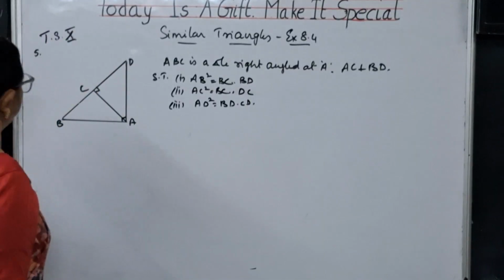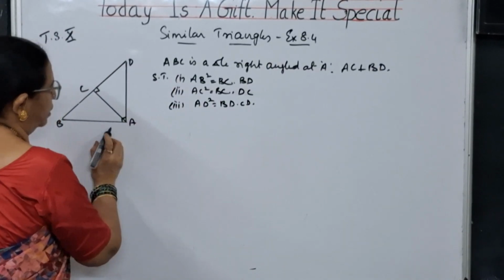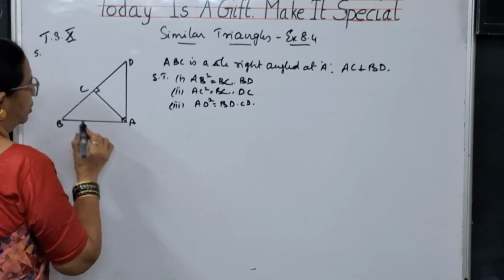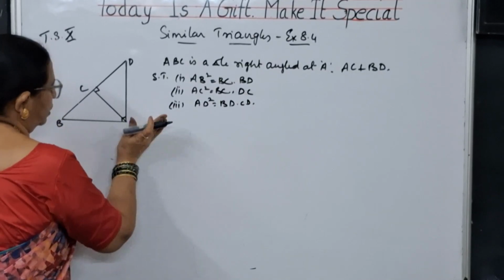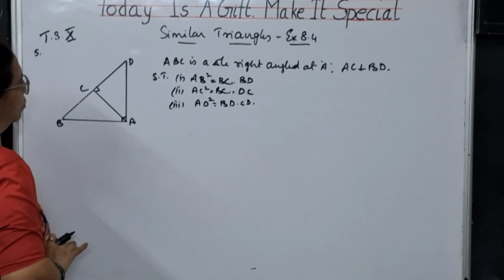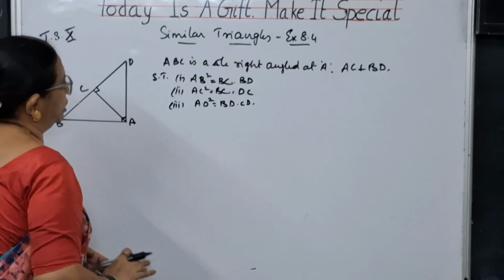Now, fifth sum, children. They are given a figure like this. ABC is a right angle triangle, right angle at A. AC is perpendicular to BD. You have to show that AB square is equal to BC into BD, AC square is equal to BC into CD, AD square is equal to BD into CD.